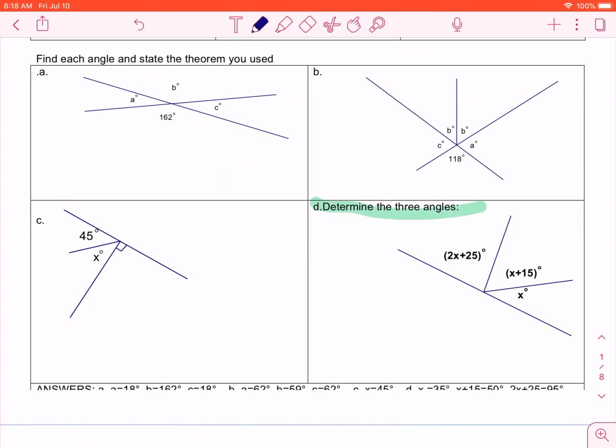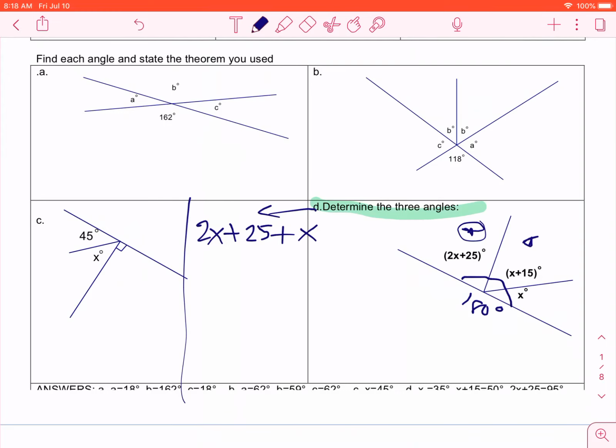Okay, so we do see that this is a straight line, so that in total does equal 180 degrees. I'm just going to do my work here so I have a little bit more room. So 2x plus 25 is our first angle, right here. I'm going to add that to my second angle, which is x plus 15, and then add it to my third angle, which is x. And together, excuse me, that should equal 180.